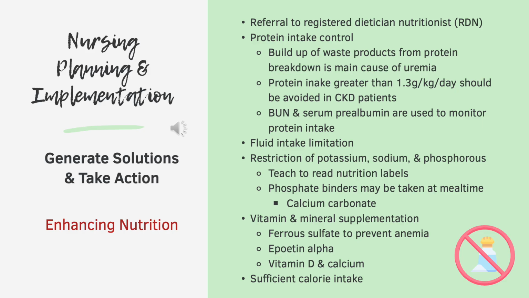High phosphorus foods like dairy products, nuts, and beans need to be limited, and phosphate binders like calcium carbonate should be taken with meals to prevent that phosphorus absorption.